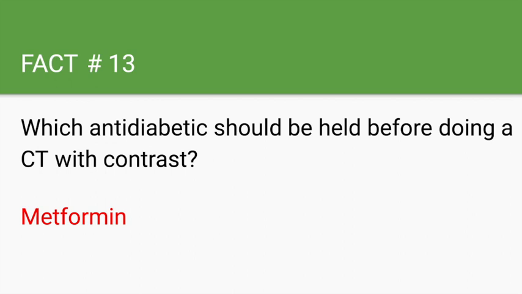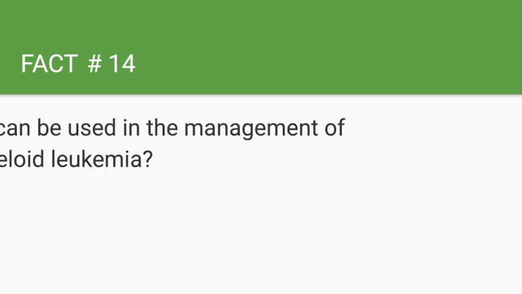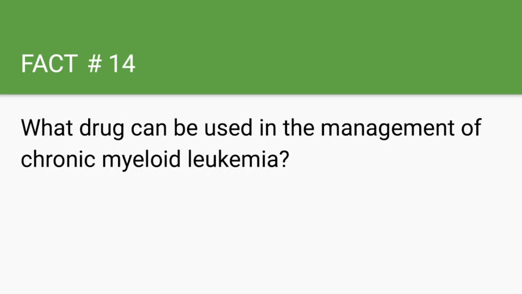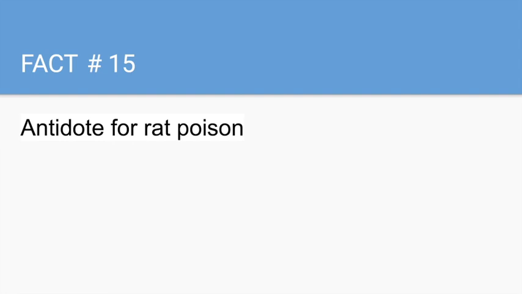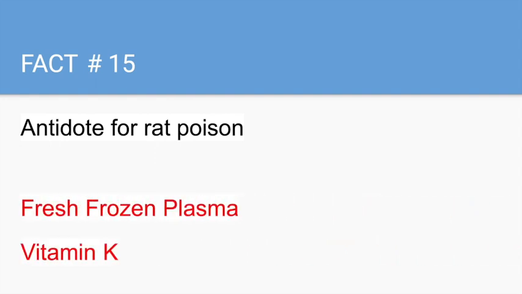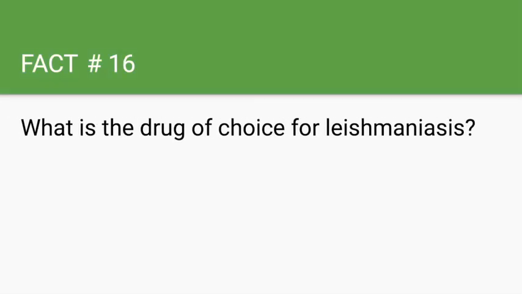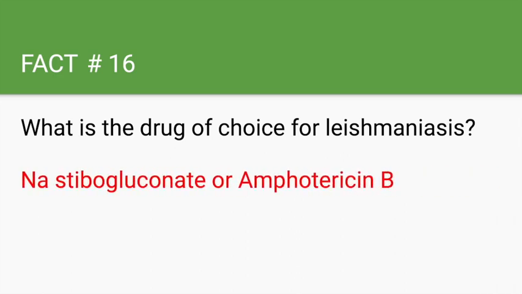Which drug can be used in the management of chronic myeloid leukemia? Imatinib. What is an antidote for this substance? Fresh frozen plasma, vitamin K. What is the drug of choice for leishmaniasis? Sodium stibogluconate or amphotericin B. Recall that this condition is transmitted by sandflies.